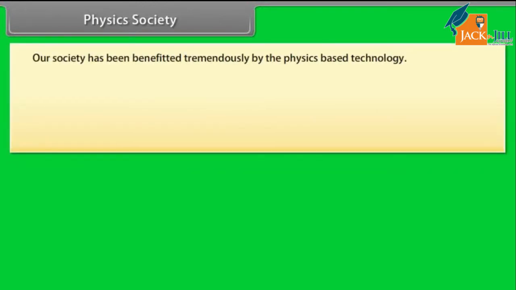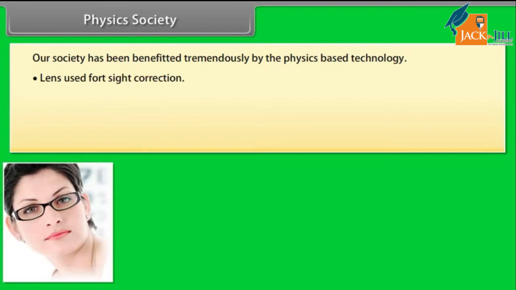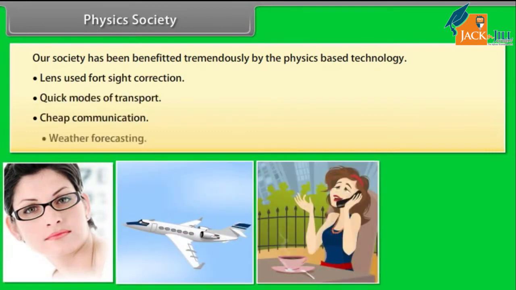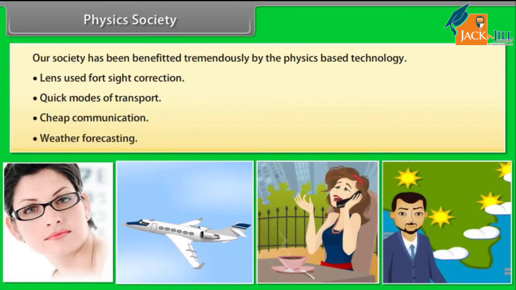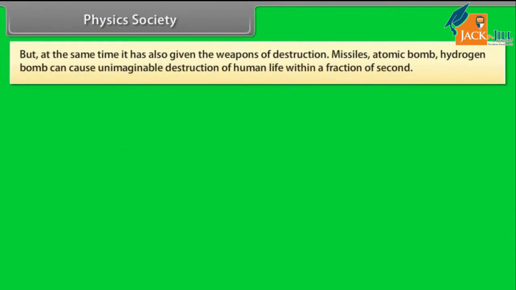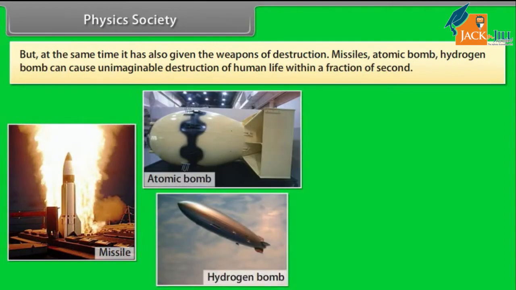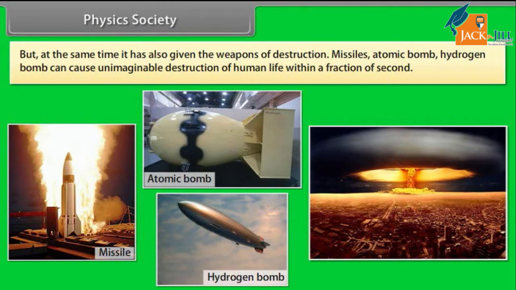Physics and society. Our society has benefited tremendously by physics-based technology. Lenses used for sight correction, quick modes of transport, cheap communication, weather forecasting are some new dimensions of progress due to physics. But at the same time, it has also given the weapons of destruction. Missiles, atomic bomb, hydrogen bomb can cause unimaginable destruction of human life within a fraction of a second.